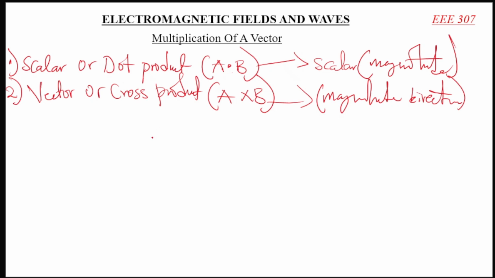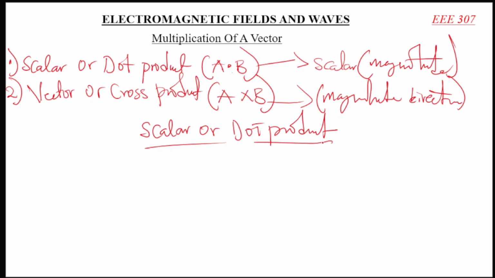Now let's dig deep into our scalar, or dot product. Take down: scalar or dot product. Now remember, we are talking about the Cartesian plane. That's what we'll be considering, since we have been considering the Cartesian plane since the course started. Our interest is in the unit vectors i, j, k.